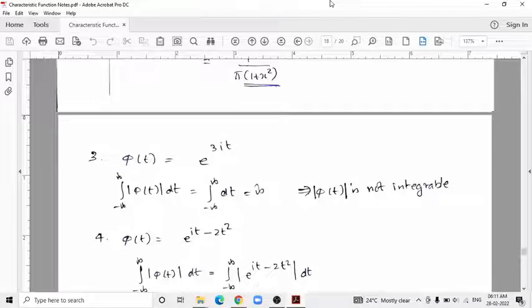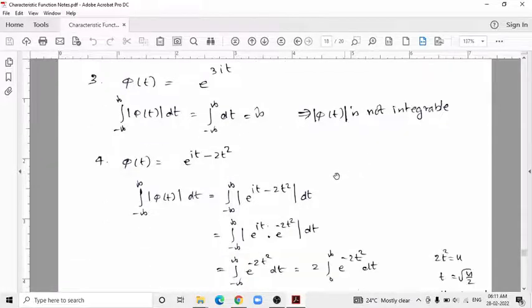Now the next example is phi t is equal to e raised to it minus 2t square. Having a close watch on this equation, we find that this is the characteristic function of a normal distribution.